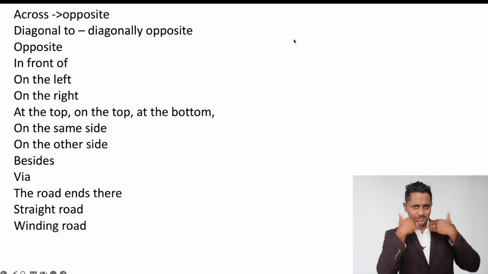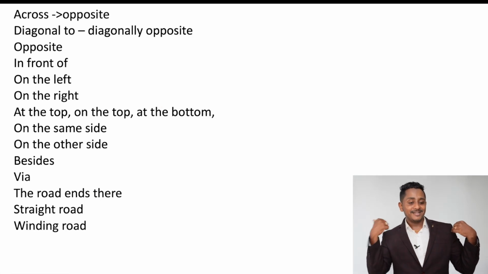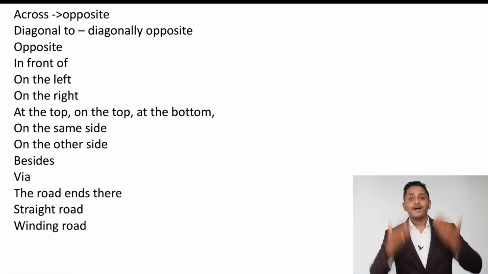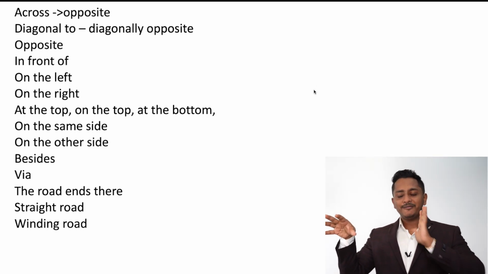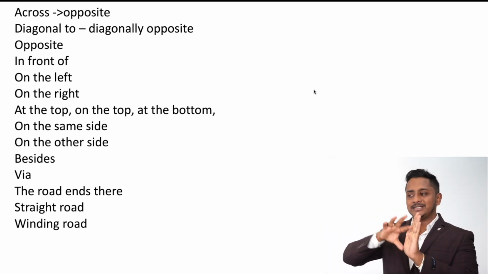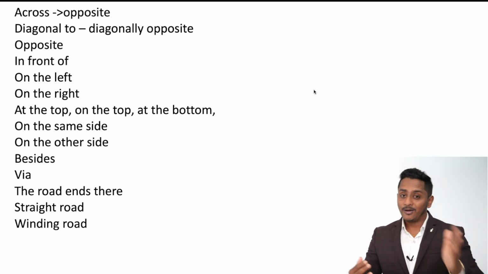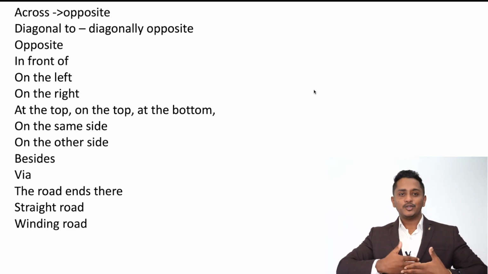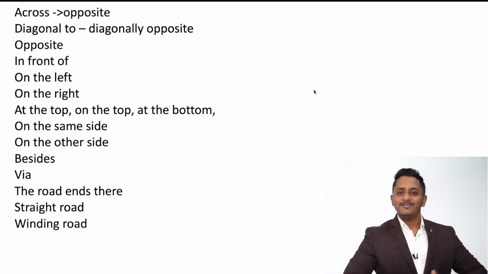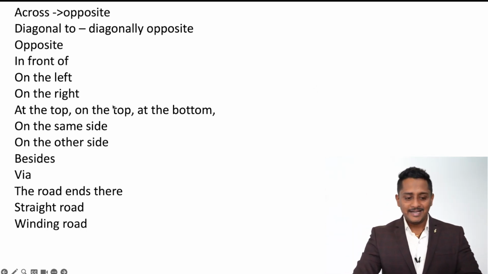And then in front of is right in front of you, not besides. On the left, on the right, at the top, on the top, at the bottom. On the same side is, let's say you have a town and you're standing here, you are facing this way. The town is on the same side as you're facing. The town is on the opposite side you're facing. So that's on the same side. On the other side is the other side. You're standing here, the shop is on the other side of the road, means over here. On the same side is besides, adjacent. And then besides is also the same, means on the same side.